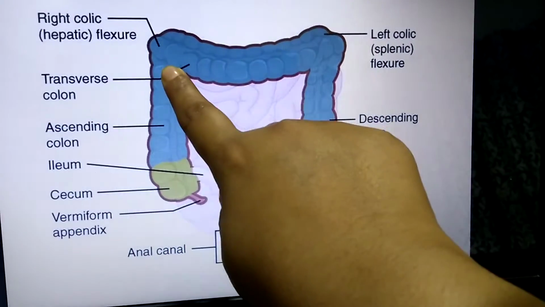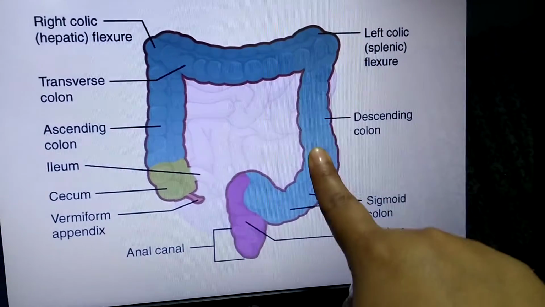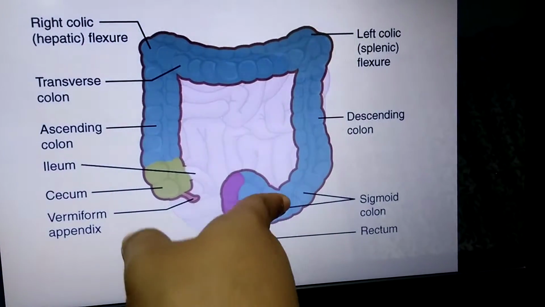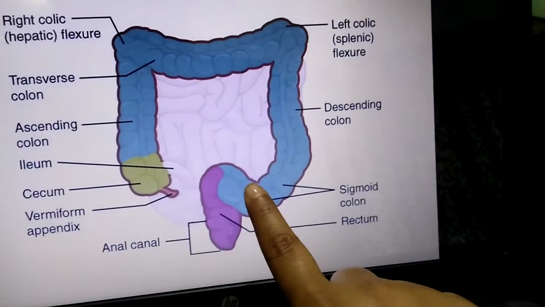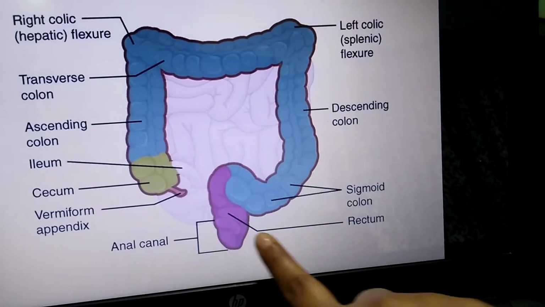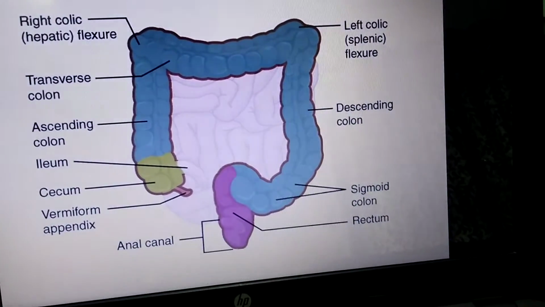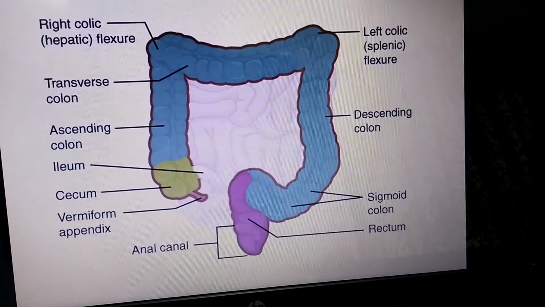The one which is going up is known as ascending colon. This is transverse colon, and this is descending colon. And this is somewhat S-shaped, that is why it is called sigmoid colon. And ultimately this sigmoid colon will end up in what is called the rectum and anus. So this is the diagrammatic representation of your large intestine.